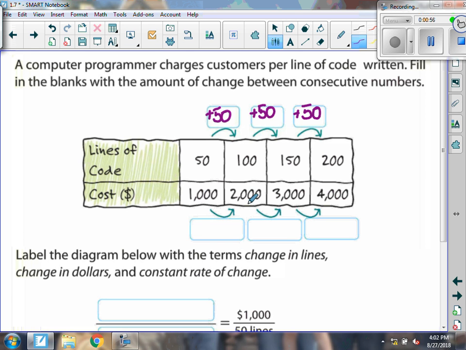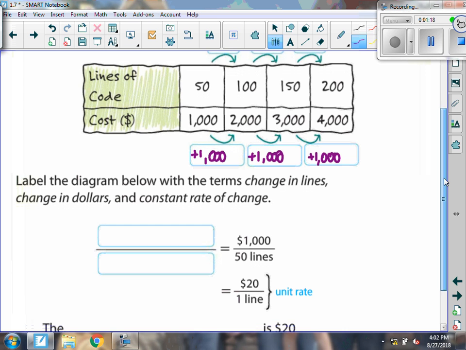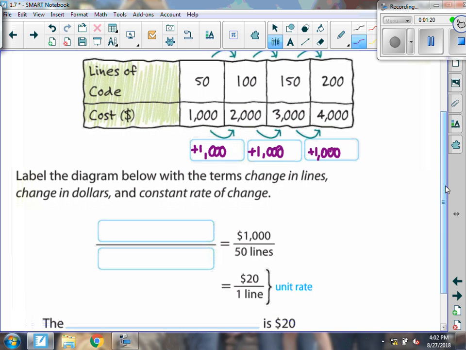What about from 1,000 to 2,000? That's plus 1,000. 2,000 to 3,000 is plus 1,000. And 3,000 to 4,000 is plus 1,000. Okay, so that's our change that's happening between these numbers. So the second part says, label the diagram below with the terms change in lines, change in dollars, and constant rate of change. So let's look at this.